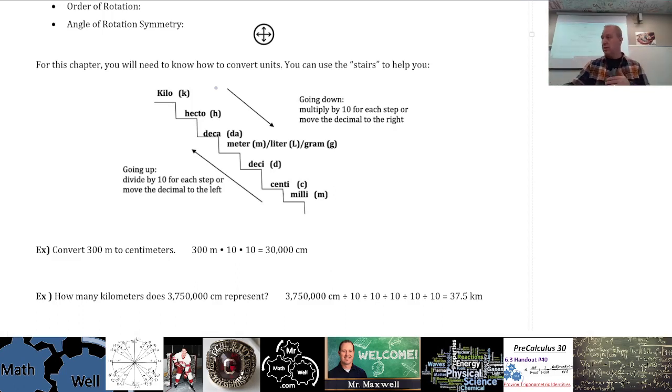You will learn about this in science class a lot because there's a lot of times where we have to convert between metric units in science class. But also in math class, it's important to know how to convert units. Now, what do I mean by converting units? Well, I have a meter stick here in my hand. And does anyone know offhand or look at this meter stick, how many centimeters are in 1 meter? 100. Okay, there's 100 centimeters in 1 meter.